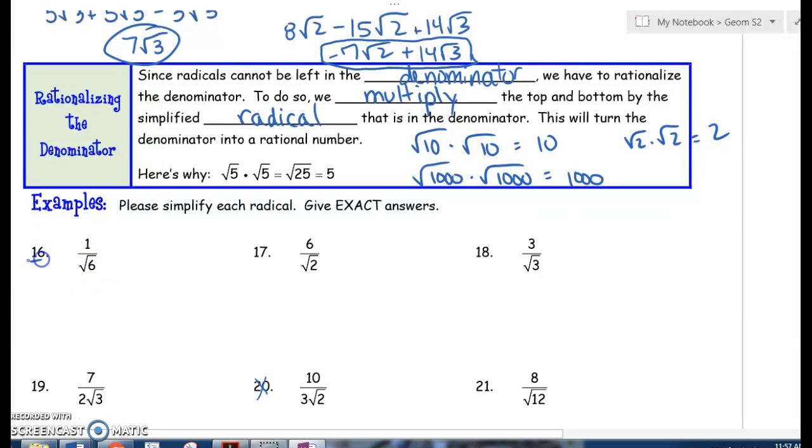So when we do something like number 16, we want to get rid of the radical in the denominator. So we're going to multiply the top and the bottom by the square root of 6. You get root 6 on the top. Square root of 6 times square root of 6 is just 6.